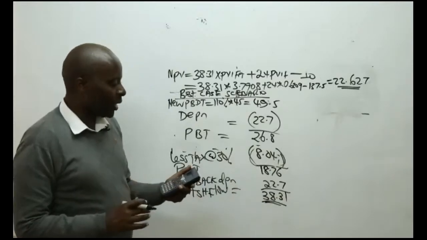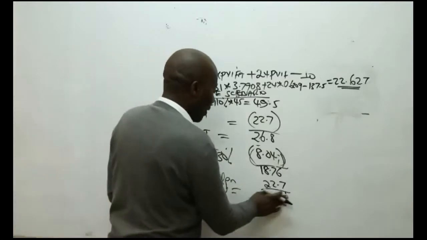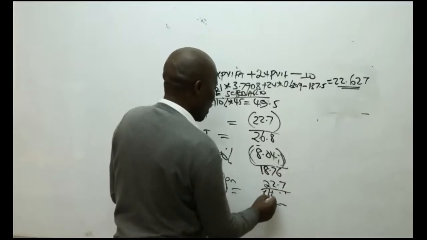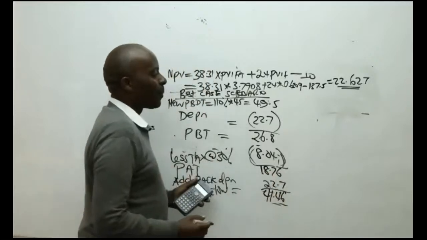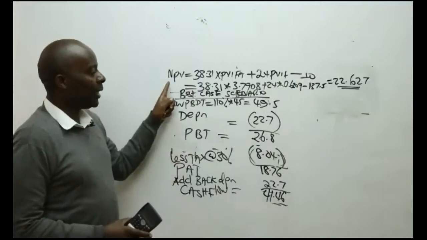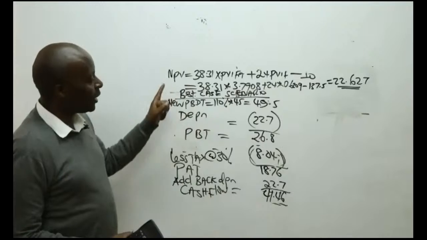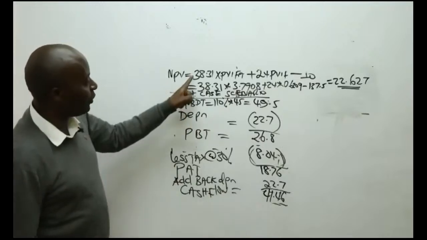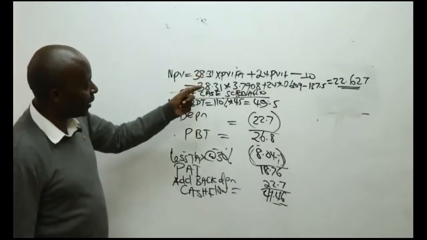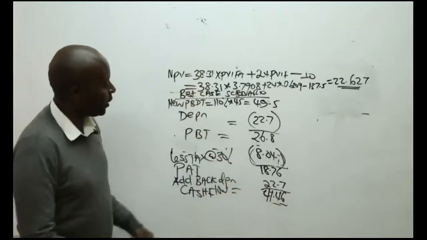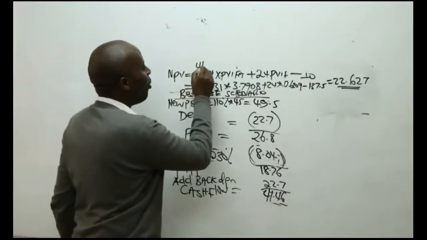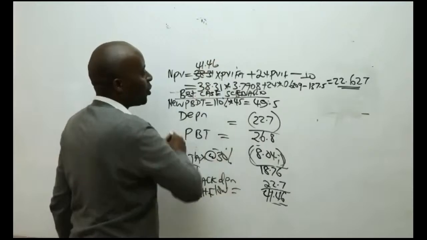What will I end up getting? I'll end up getting 41.46. So now, ladies and gentlemen, I'll come back to my net present value because now I have my operational cash flow. So my net present value here will be, instead of this 38.31, best case scenario gives me a new profit here for the new cash flow of 41.46.